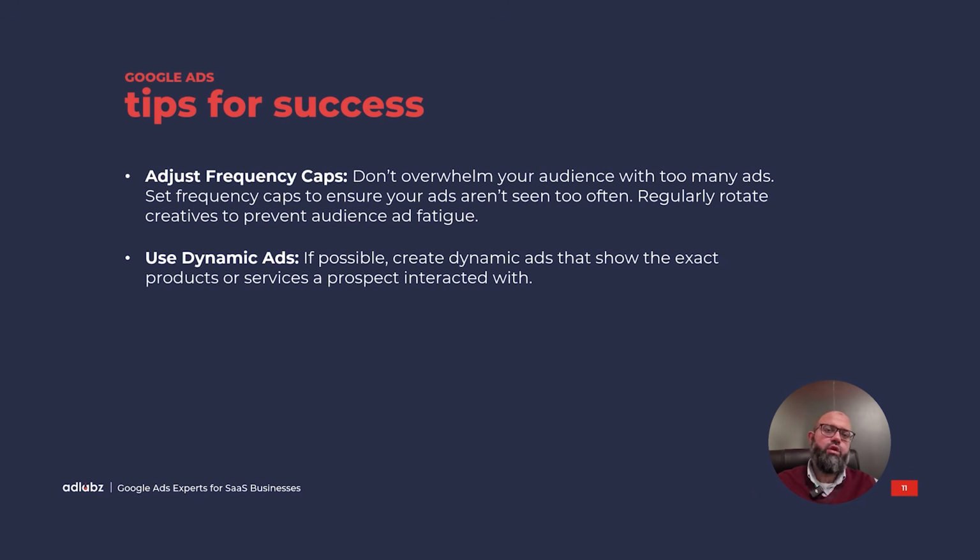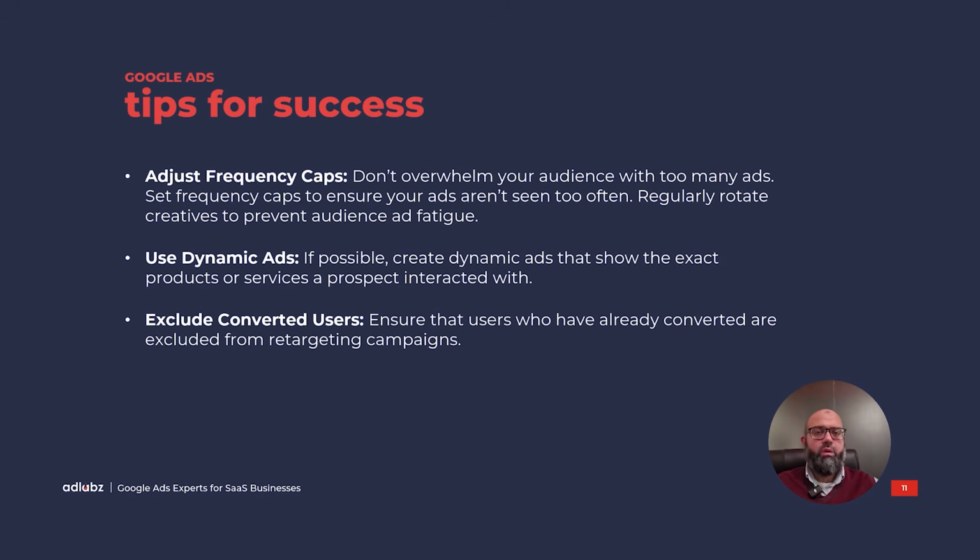Use dynamic ads. There is also an option of dynamic retargeting campaigns, which allows Google to dynamically show only those specific services or products which the customer visited previously while they browsed your website. Exclude converted users. This is very important since retargeting is aimed towards those users who have not yet converted. So you should exclude converted users.